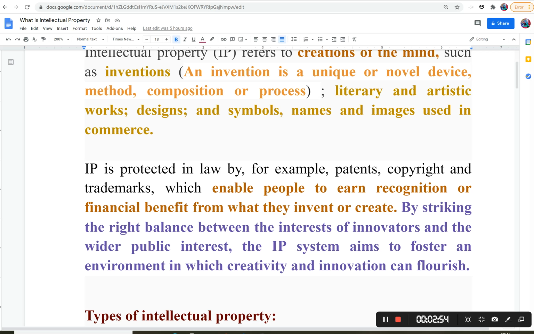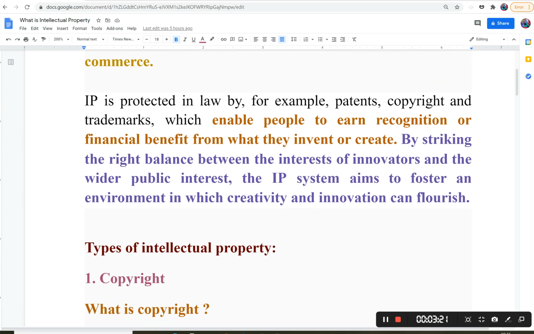During that process, a fine balance is struck between the interests of the innovators and the larger public interest. Thereby, the intellectual property system aims to foster an environment in which creativity and innovation can flourish. Simultaneously, there will be an opportunity for the creation of wealth and prosperity.